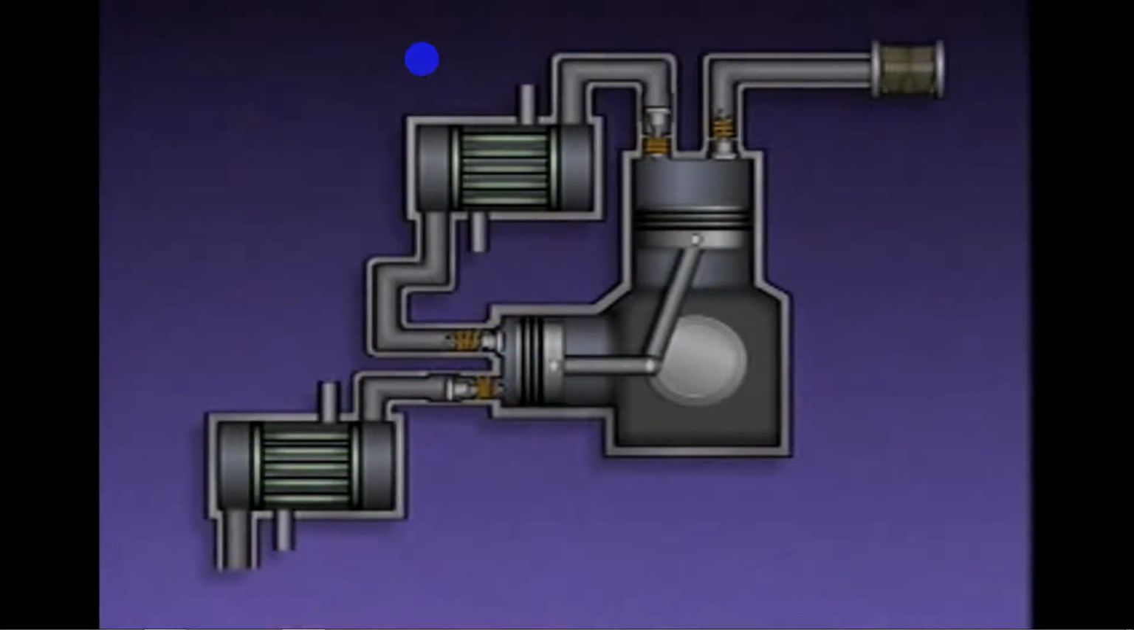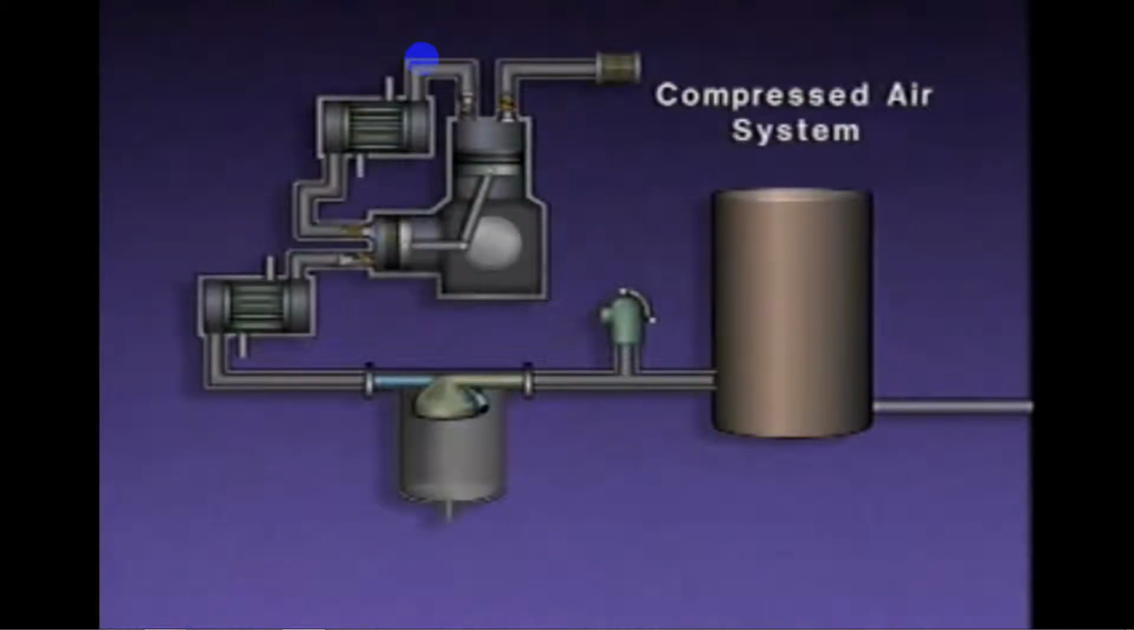From the second stage, the compressed air is sent to the aftercooler, which is another shell and tube heat exchanger. As the compressed air passes through the tubes in the aftercooler, it is cooled by water flowing around the tubes. During the cooling process, any water vapor that is in the air condenses. As a result, there may be moisture in the compressed air. So, the compressed air is sent from the aftercooler to the demister, which removes moisture from the compressed air.